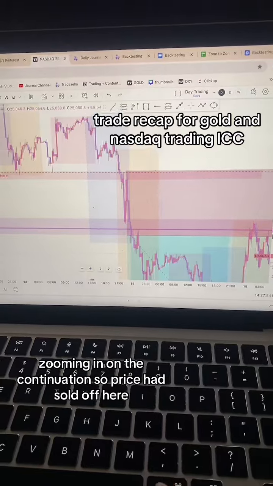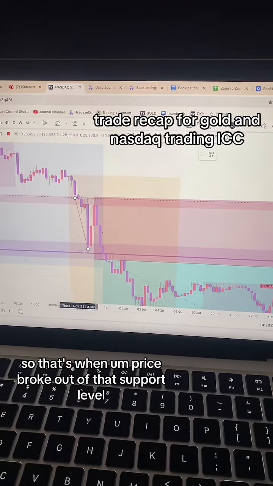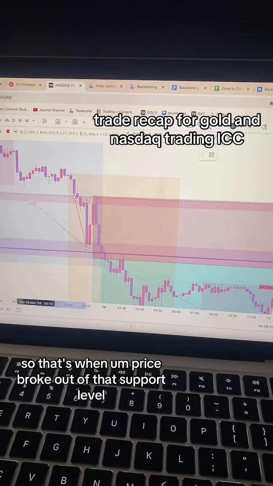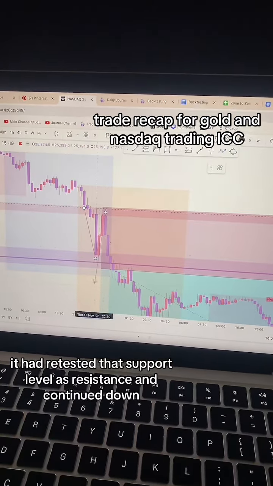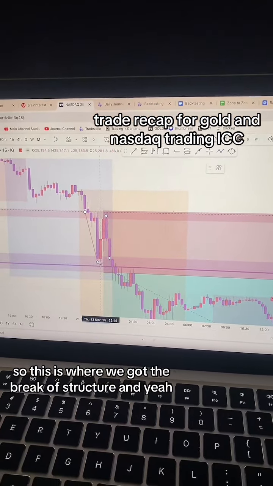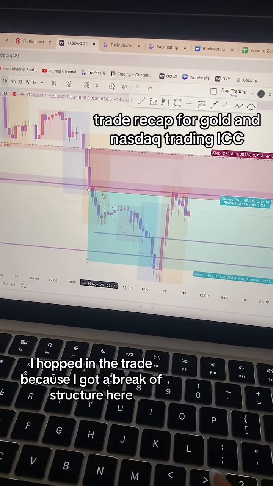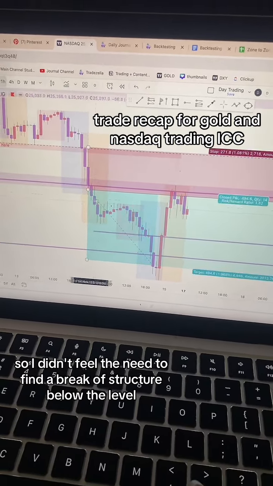Okay, zooming in on the continuation. Price had sold off here, so that's when price broke out at that support level. It retested that support level as resistance and continued down. So this is where we got the breaker structure. Once price was below that level, I hopped in the trade because I got a breaker structure here, so I didn't feel the need to find a breaker structure below the level.